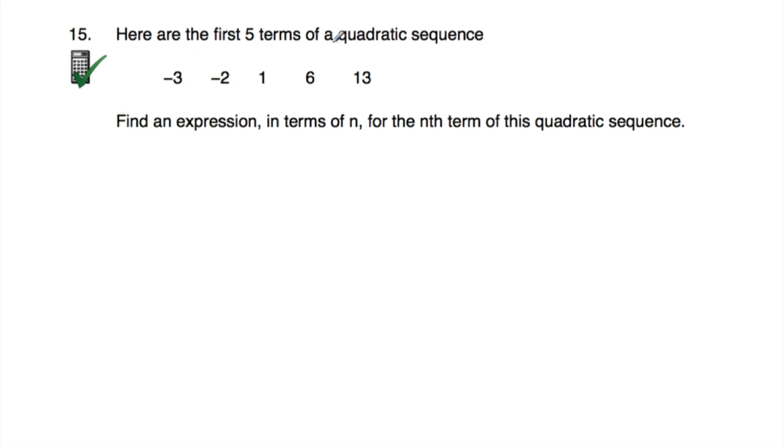Okay, let's have a look at question number 15. We've been given a quadratic sequence and we've been asked to find the nth term. Remember, the nth term is in the form an squared plus bn plus c, and we want to find the values of a, b, and c. To do that, we'll write down the sequence, which is negative 3, negative 2, 1, 6, 13.